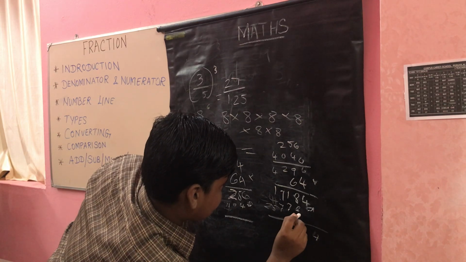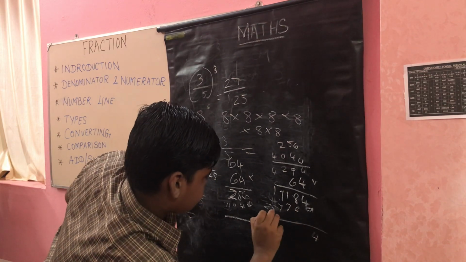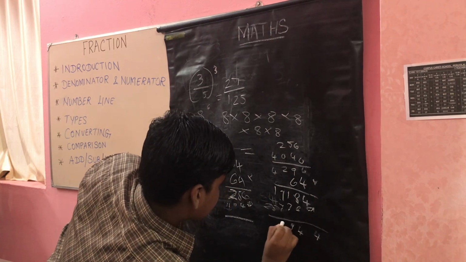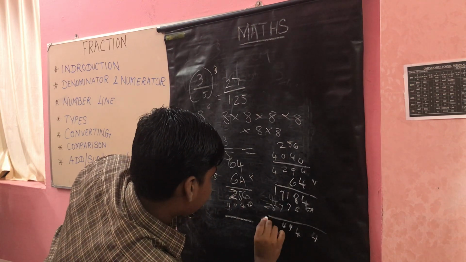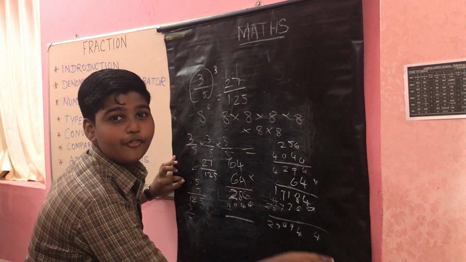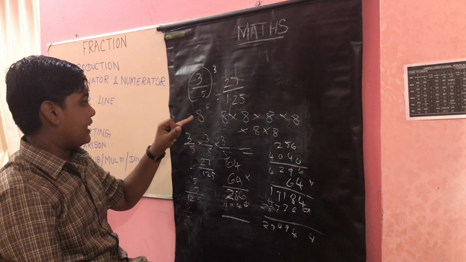This is 8 plus 6, 14. 7 plus 2 is 9. 7 plus 7 is 14, and 1 goes up. 5 plus 2 is 7, 2. So 2794 is the answer for this 8 into 6.